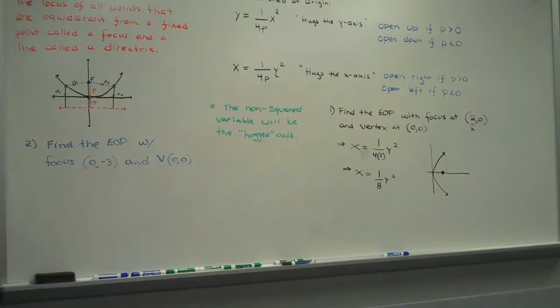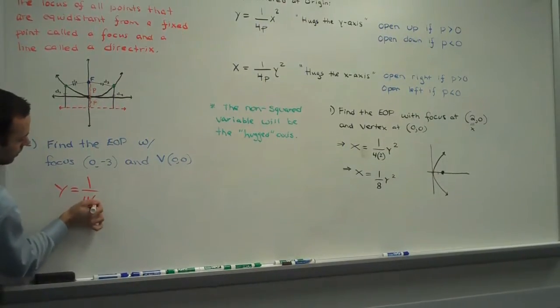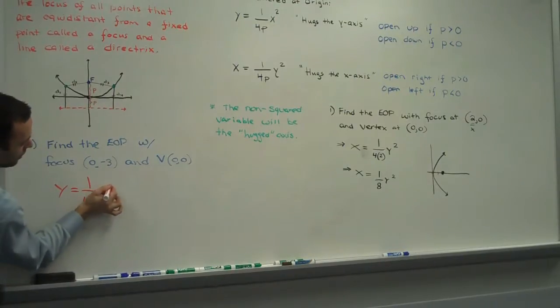But since p is a distance and distance can't be negative, would it be 3? Like 4 times 3 then? No, you still observe the sign of it. You're right, the distance itself isn't negative, it's the direction that's negative. So we know we're in the y equals position. It's going to be 1 over 4p. How far away is (0, 0) from (0, -3)? It's down 3. So 4 times -3, x squared.